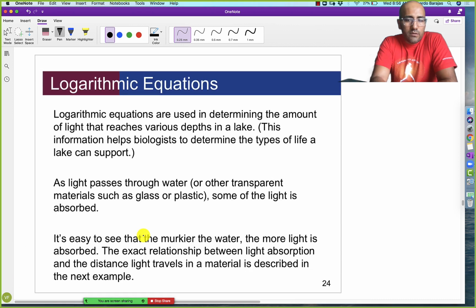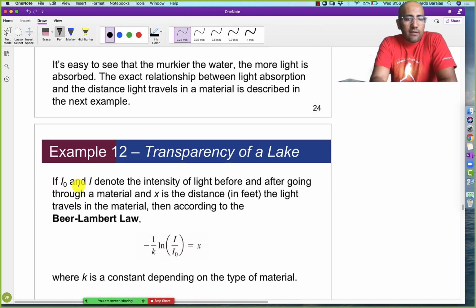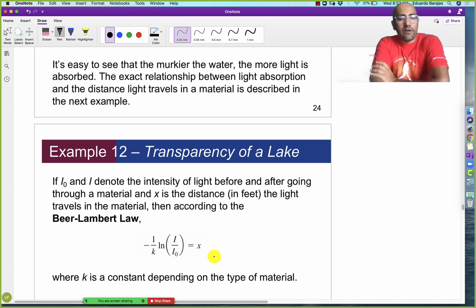Okay, whoa, let's zoom in a little bit. So if I and I naught denote the intensity of light before and after going through a material, and x is the distance in feet that the light travels in the material, then according to the Beer-Lambert law, this relationship is true, where k is a constant depending on the type of material. Okay, so negative 1 over k, ln of I over I naught equals x.